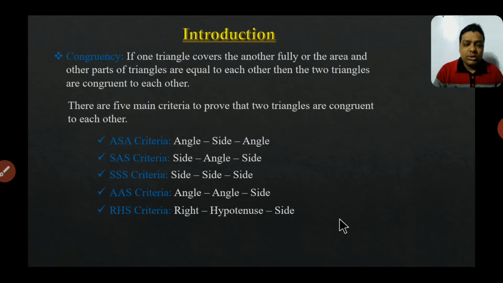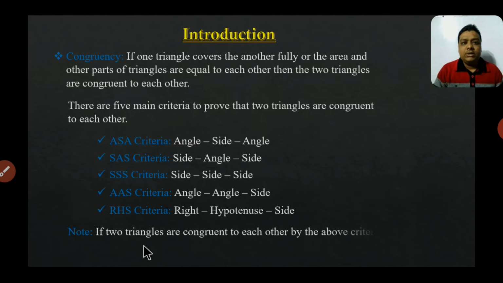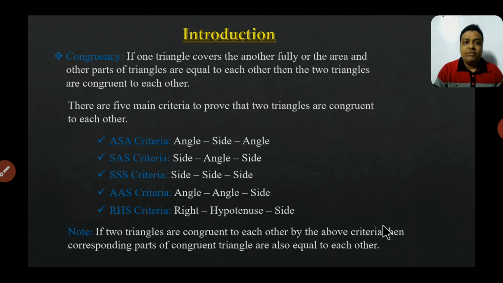Okay students, so let's see all the criteria one by one. At first you can see, if two triangles are congruent to each other by the above criteria, then corresponding parts of congruent triangles are also equal to each other. Okay, we will see this when we discuss these criteria.